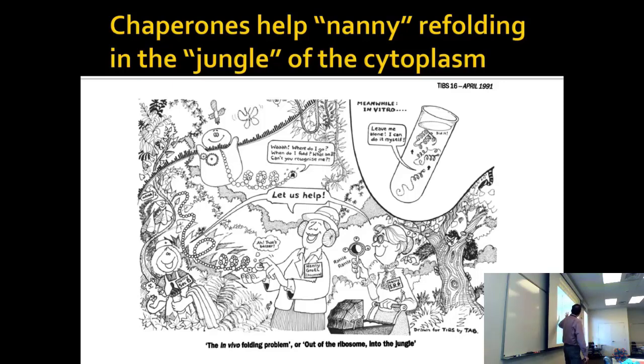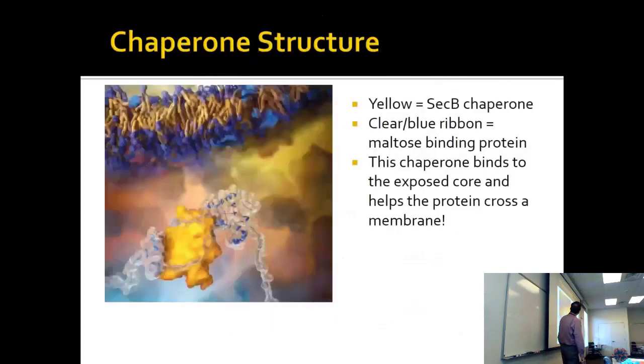And all you have to do is bind it and keep it away from the other stuff. This is an example of a heat shock protein. So this is a small chaperone. Both of them are chaperones. Chaperonins are large. Chaperones refers to both of them.